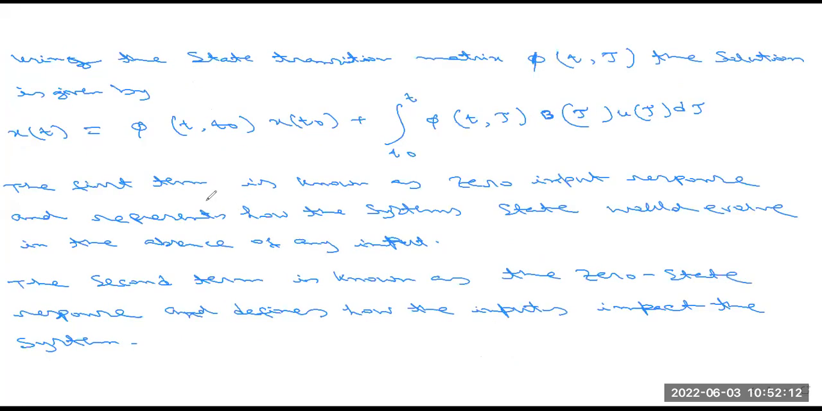Now we have to apply the state transition matrix for the variable. So the equation comes in this part. This is the first part and this is the second part. Here the first term is basically called the zero input response, and it is the response of the system state, how it would evolve in the absence of any input. The next term, the second term, is known as the zero state response, and it defines how the inputs impact the overall system. Okay, so this is basically the state transition matrix.